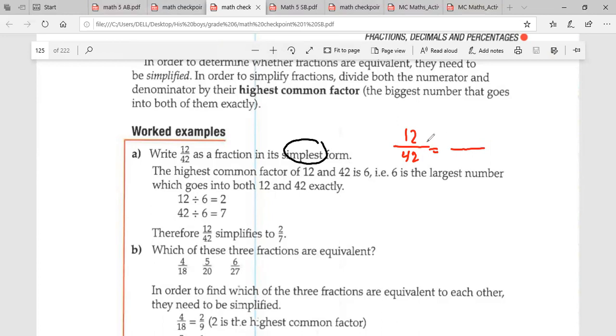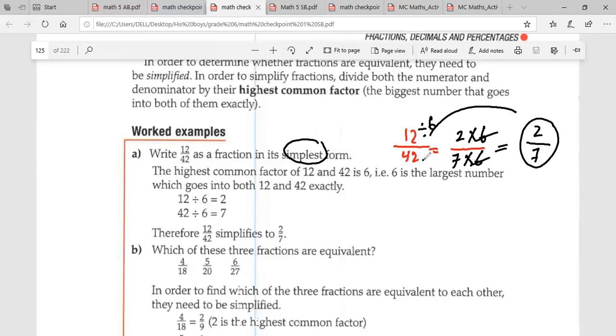How to divide it? Maybe you use the times table. 12 is 2 multiplied by 6, and 42 is 6 multiplied by 7. We can cancel 6 with 6, and we get 2 out of 7. Here is the answer. Again, instead of doing it like this, we can say divide by 6. Divided by 6, we get 2 out of 7.